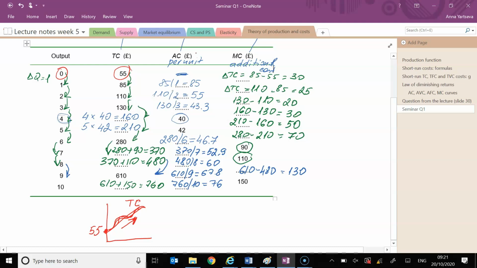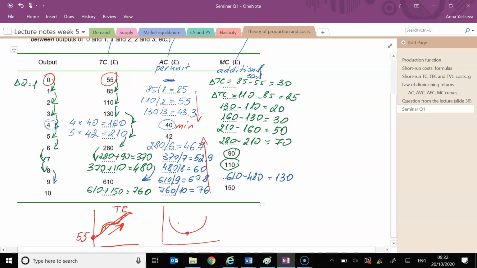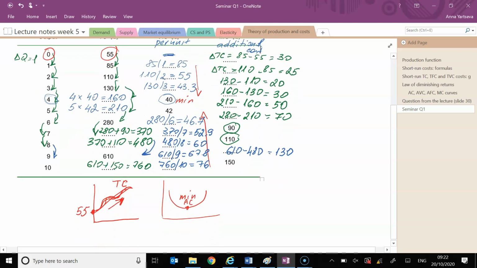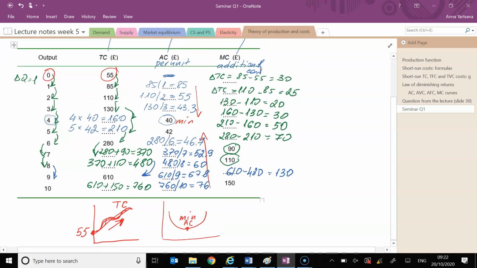Average cost has a more complex shape, and as you can notice here, it will look like a letter U. It's a U-shaped curve. Have a look. We start with a high number, 85, then it drops, 55, 43, 40, then it starts to go up again. So 40 is the minimum in this case. It drops to 40, then starts to go up: 47, 52, 60, 67, 76. So this is our minimum of average cost. Our curve will look like this. It has a U shape.